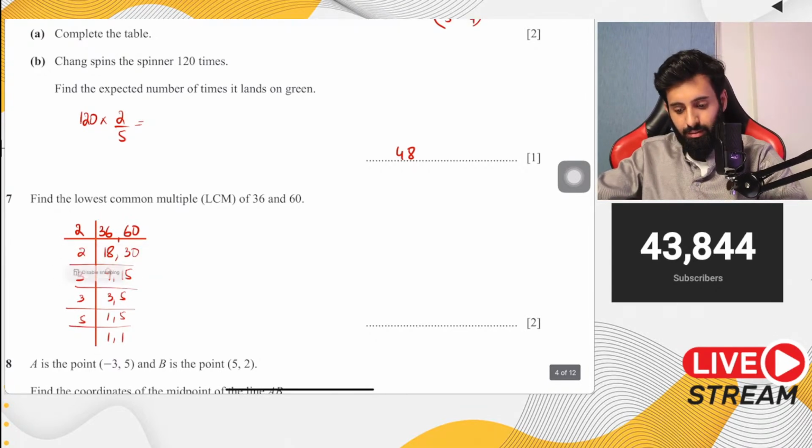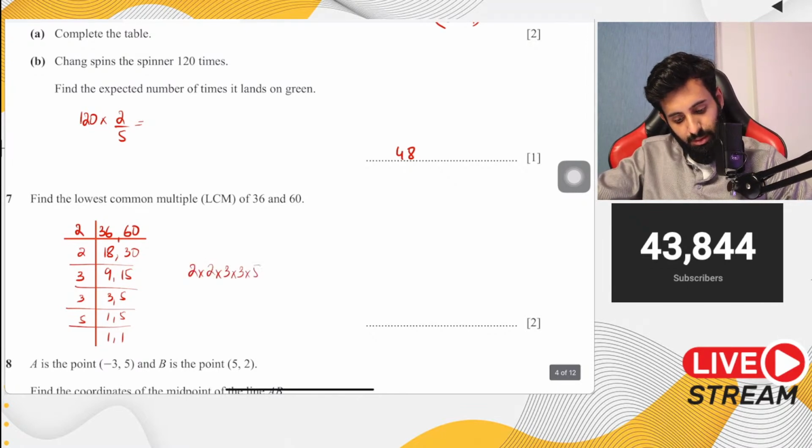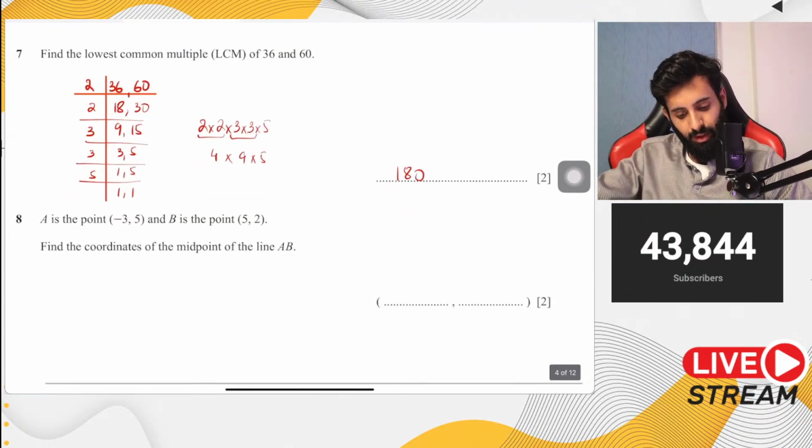Okay, so in the end, here's what we have: 2 times 2 times 3 times 3 times 5. So 2 times 2 is 4. 4 times 9 is 36. And 36 times 5 is 180. There you go. That's your answer.